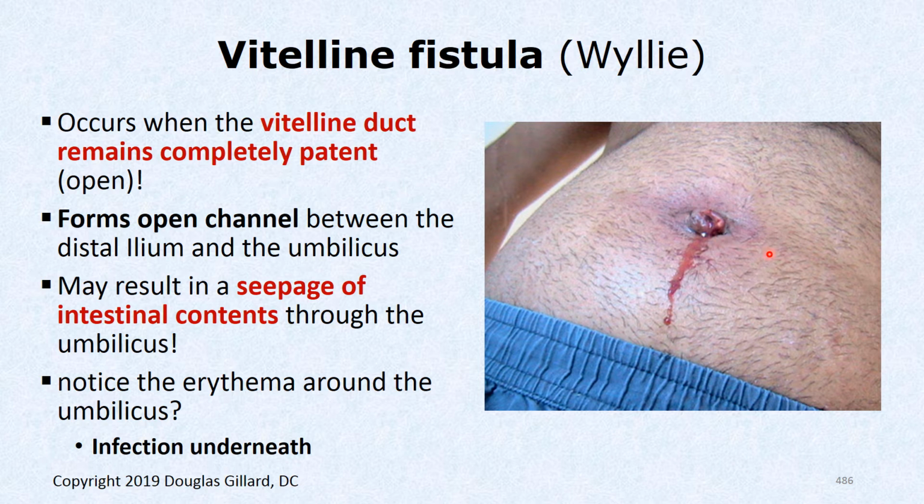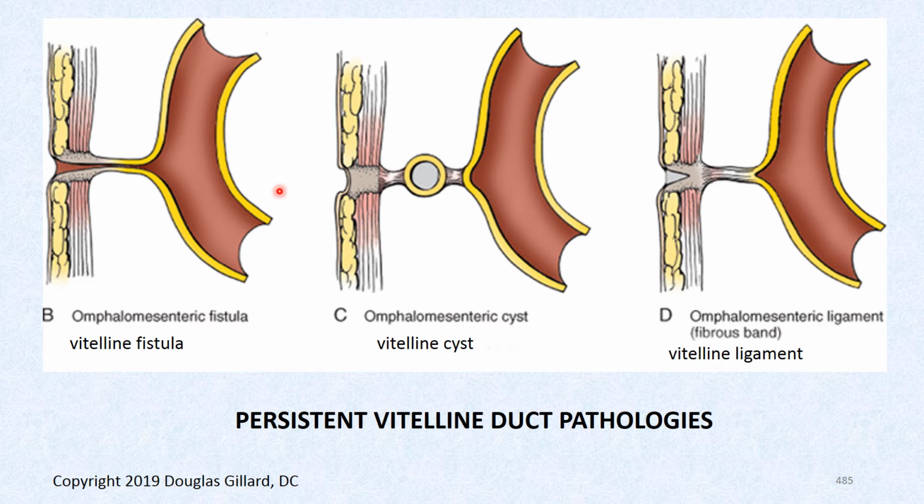Usually you would catch this during embryological times, but here's a rare case when an adult actually developed problems. The vitelline fistula became active later in life, and you can see there's juice kind of dripping right out of it. It's connected up to his distal ileum, and he's also got an infection. Look at all the red around here. So this occurs when the vitelline duct remains patent, just like this. Okay, got it? That's what he has.